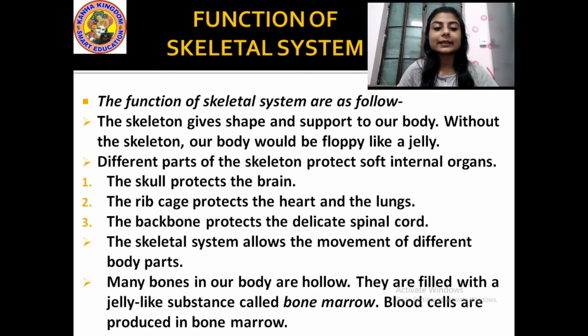Why is the skeletal system very important? Because it protects the soft internal organs of our body, like the heart, the lungs, the brain. These are the soft organs that are protected by the skeletal system. The skull protects the brain. The rib cage protects the heart and the lungs. Then the backbone protects the delicate spinal cord.